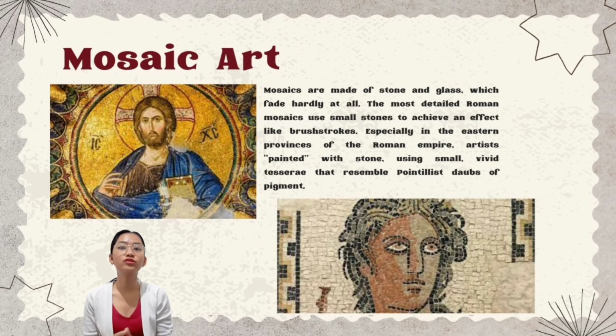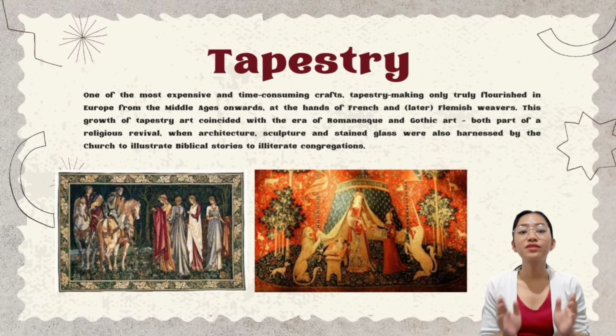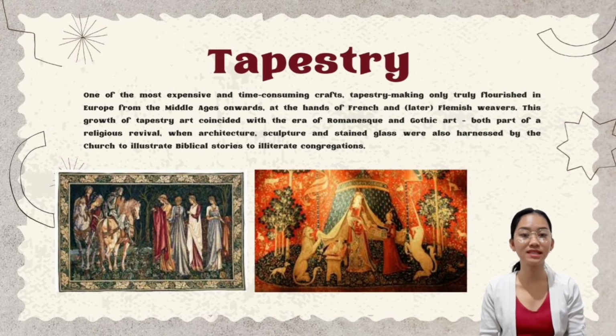The most detailed Roman mosaics use small stones to achieve an effect like brush strokes. So especially in the eastern provinces of the Roman Empire, artists painted with stone using small vivid tesserae that resemble pointillist daubs of pigment. The last one is the tapestry. So this is one of the most expensive and time-consuming crafts.